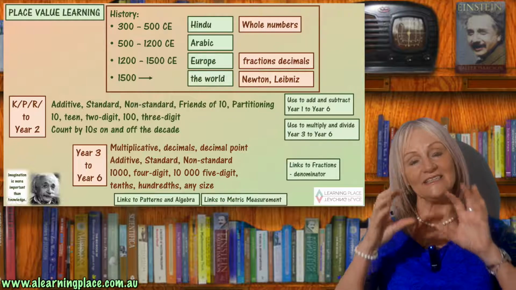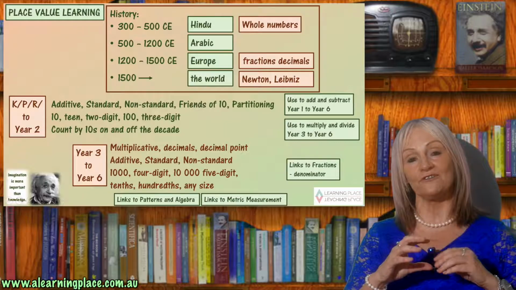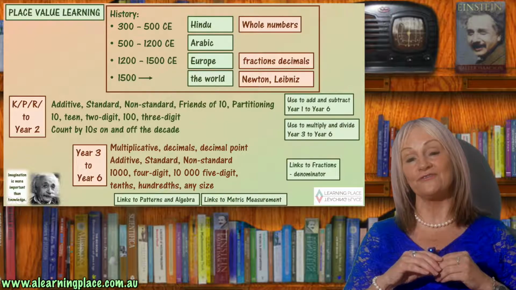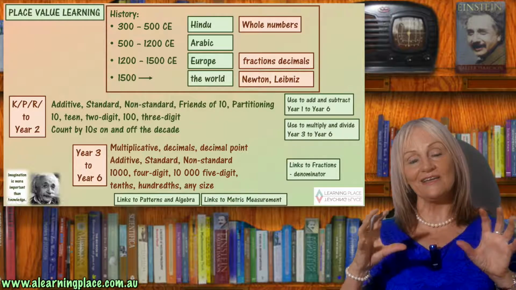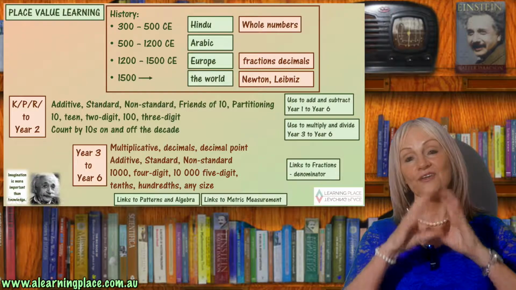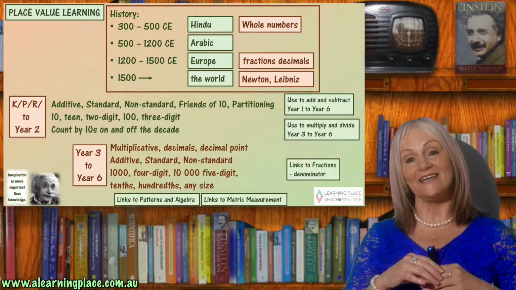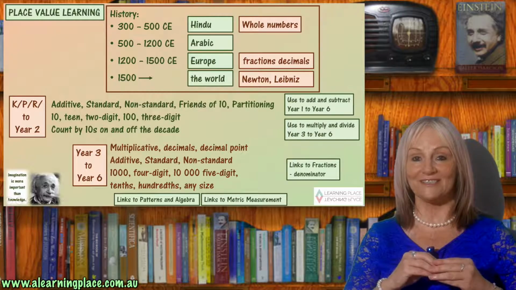It there remained in the Arabic countries and along the top of Africa, which were also Arabic countries, until about 1200 CE. Finally, it made it into the bottom of Spain, which then made it into Europe, and the Europeans finally adopted the base 10 Hindu-Arabic number system.